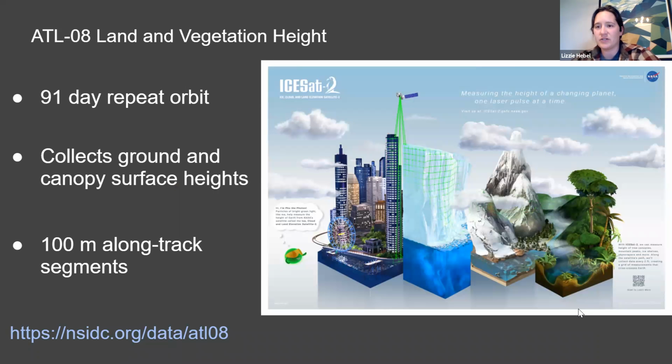As for ICESat-2, it is a spaceborne LiDAR. So it has a 91-day repeat track orbit. It does 6 beams in 3 pair segments, getting our photon height, and it's got multiple products, including sea ice freeboard, sea ice land height, and what we were particularly interested in is the ATL08, which is the land and vegetation height. So it's going to get our ground and canopy surface height for us.